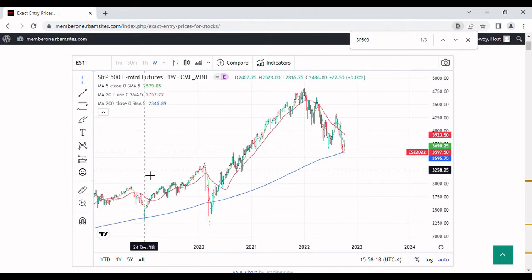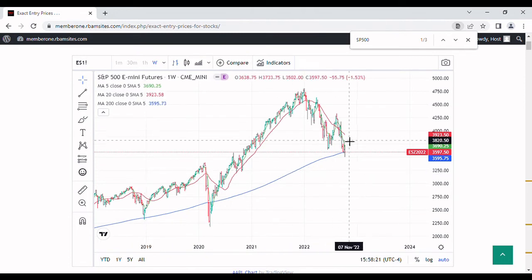You'll notice right here, we had a slight little break, but we rallied. We've had a significant break. I wouldn't say a hugely significant break, but a significant break, and we closed almost right on it. The average is at 35.95. We closed for the week 35.97. We closed just above it.